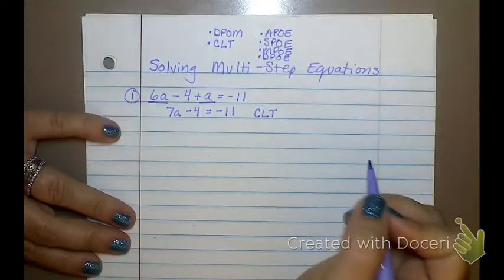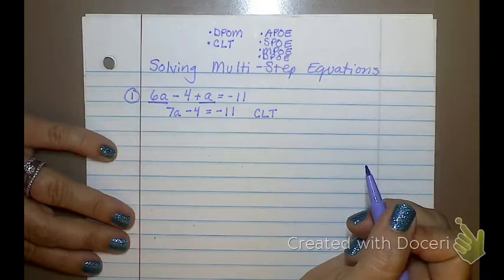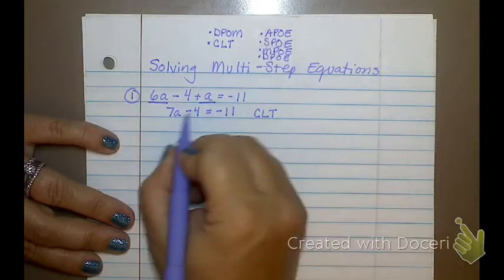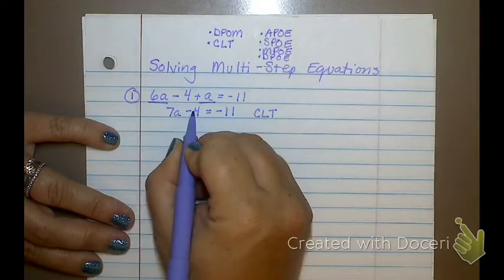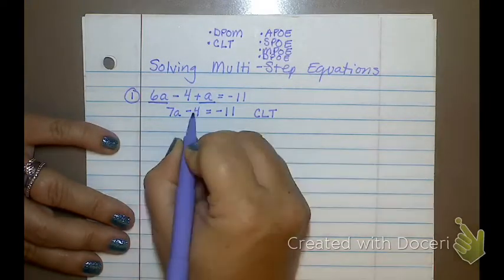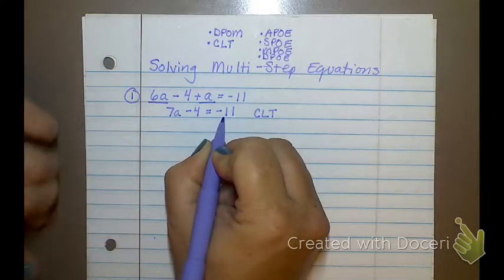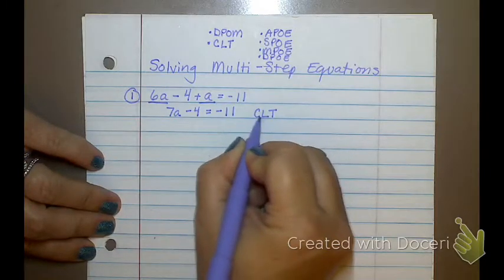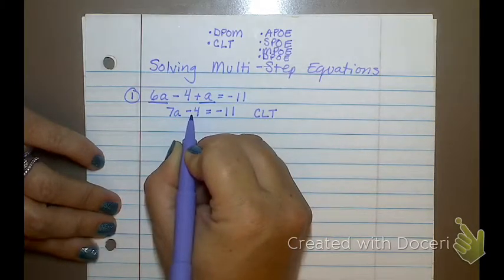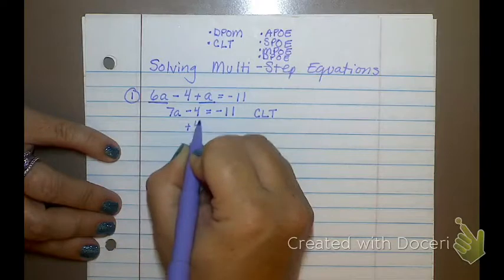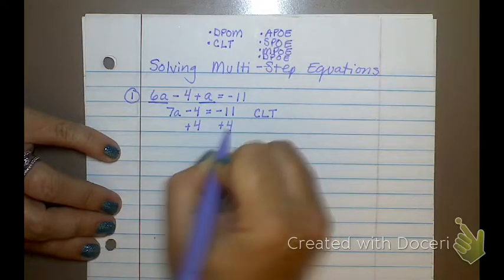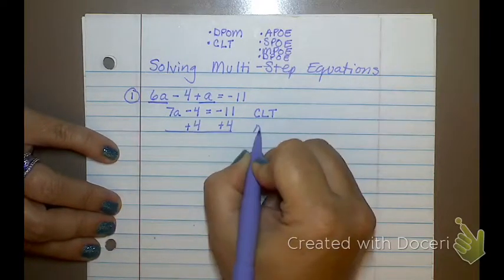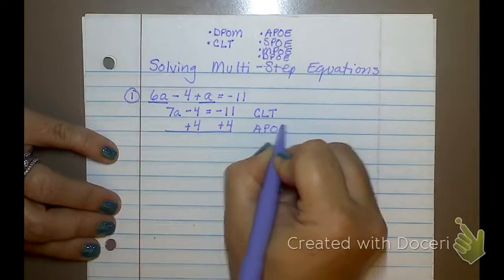Add 4. Why am I not going to divide by 7 first? Because 7A is not a like term with anything. I need to combine these like terms first. Now this time when I'm combining like terms, I can't use my CLT thing because I'm moving it to the other side of the equal sign. So I need to add 4 to both sides. That's my addition property of equality.